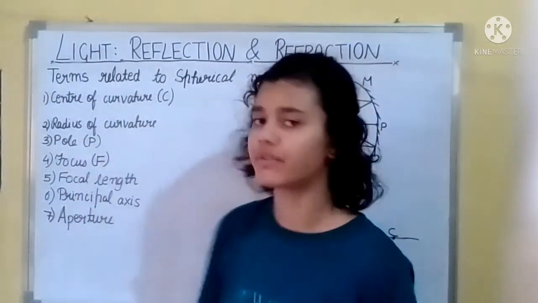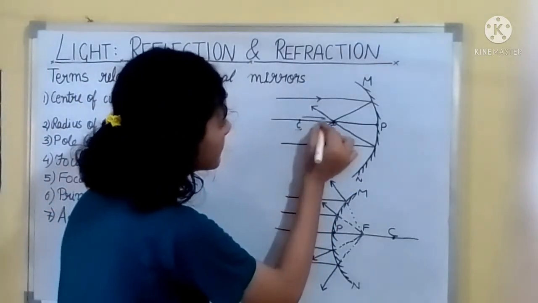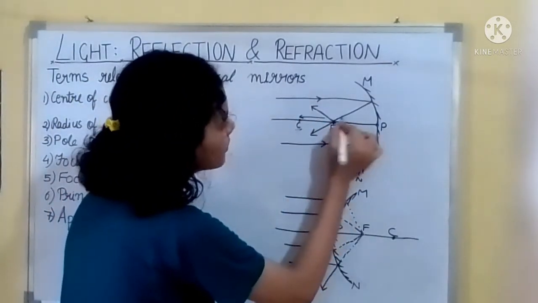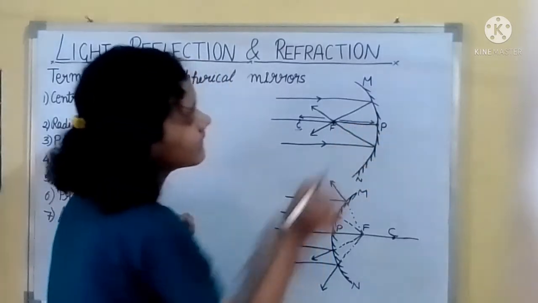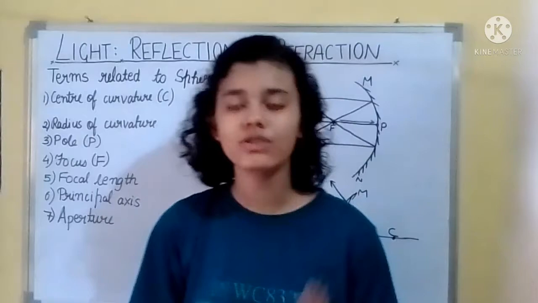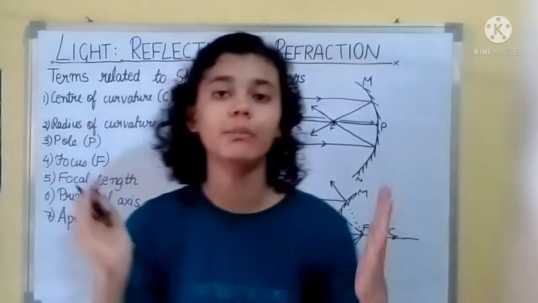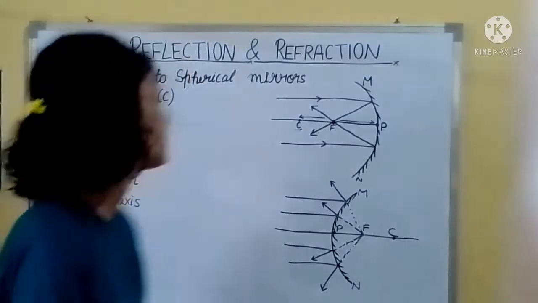Then radius of curvature. Now this length, the C to P, this length is known as radius of curvature. मीन्स जो लेंथ मिरर और सेंटर ऑफ कर्वेचर के बीच में, उससे हम बोलेंगे रेडियस ऑफ कर्वेचर.